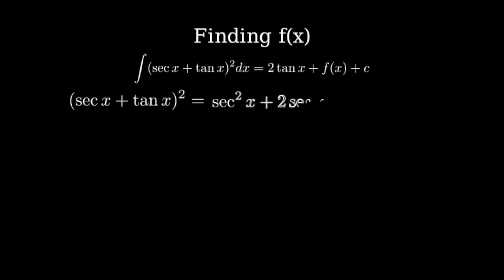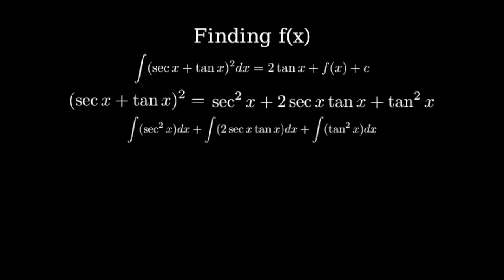When we square sec x + tan x, we get sec²x + 2 sec x tan x + tan²x. Now we can split this into 3 separate integrals: the integral of sec²x, plus 2 times the integral of sec x tan x, plus the integral of tan²x. Let's solve each integral one at a time.